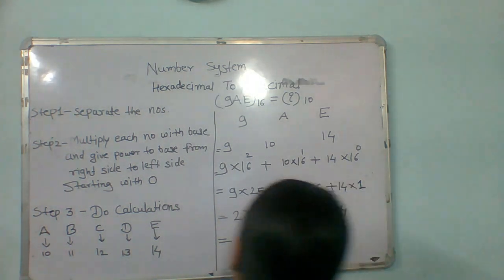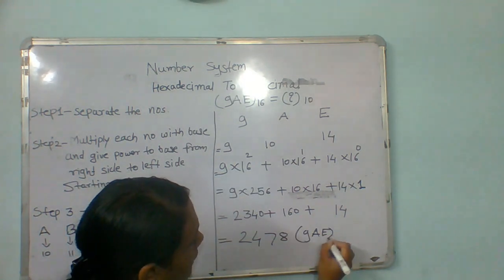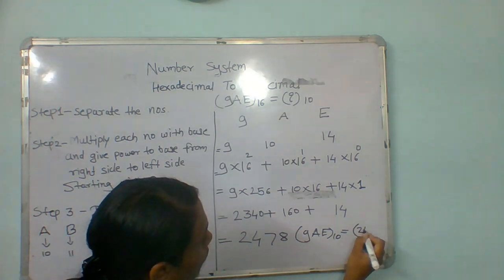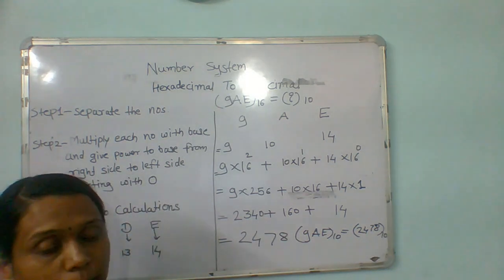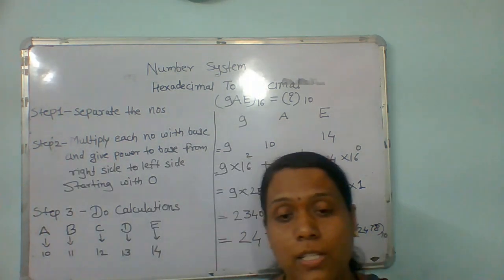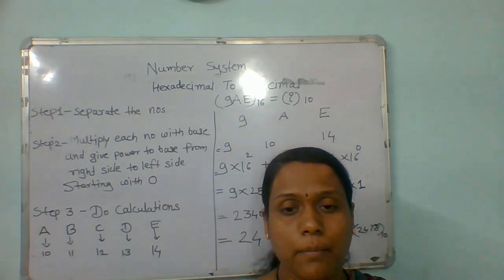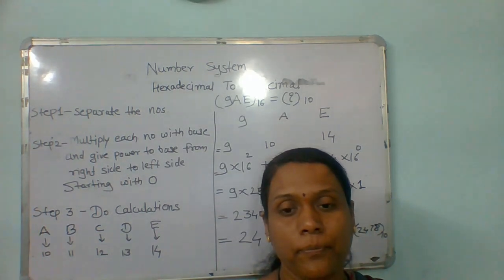So when we convert the 9AE hexadecimal, it becomes the 2478 decimal number. So this is a simple way of converting a hexadecimal number into a decimal number. Next we see the next number system.